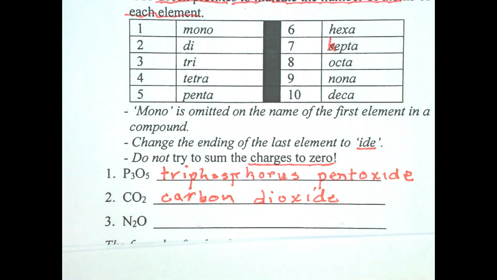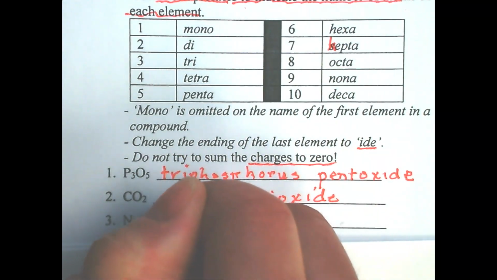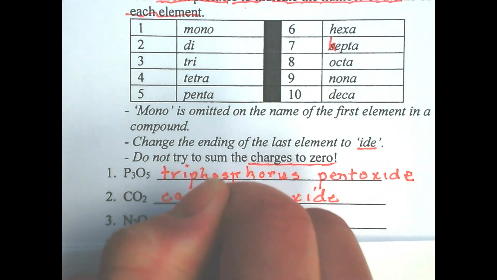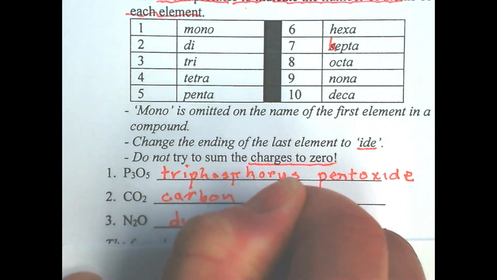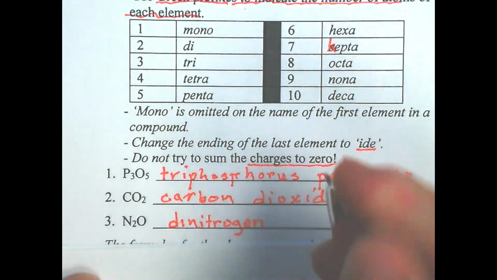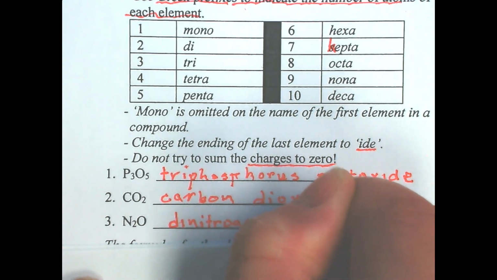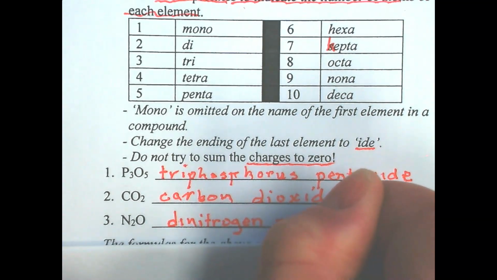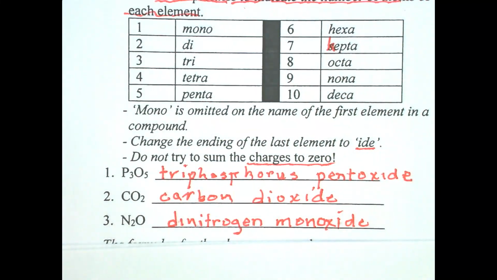The next one, we have 2 of the first one, so we're going to say dinitrogen. Notice you do not put an IDE on the first word, just dinitrogen. And now I'm going to say 1 oxygen. So I'm going to say mon, and we're not going to put M-O-N-O-O like monooxygen. We're going to just use 1 O. So monoxide. And change the ending to IDE. So dinitrogen monoxide.